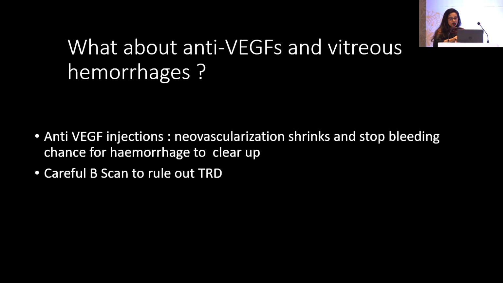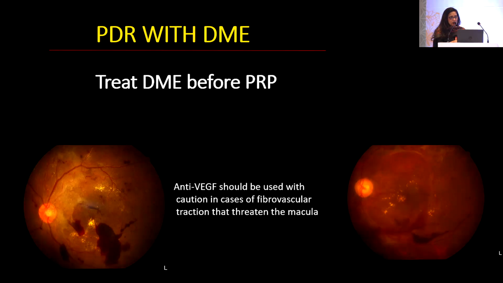And before injecting, it's very important to rule out any traction. So you can do an ultrasound. If you can see through that hemorrhage and you see that there's no traction, only then should you inject an anti-VEGF. Otherwise, do not inject anti-VEGF because it can cause a crunch phenomenon. It can cause that traction to increase. Sometimes it can also cause breaks in the retina.